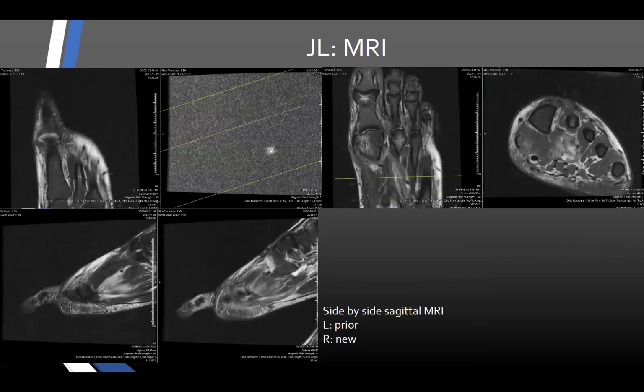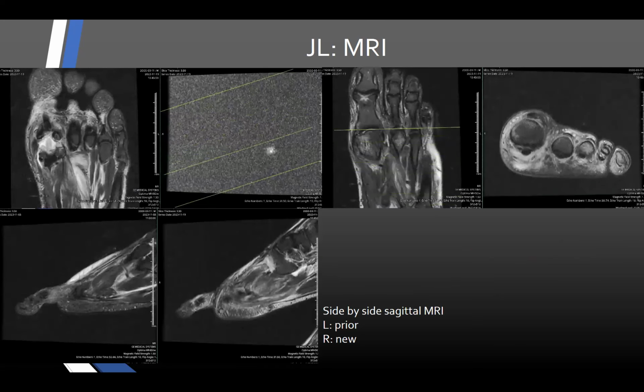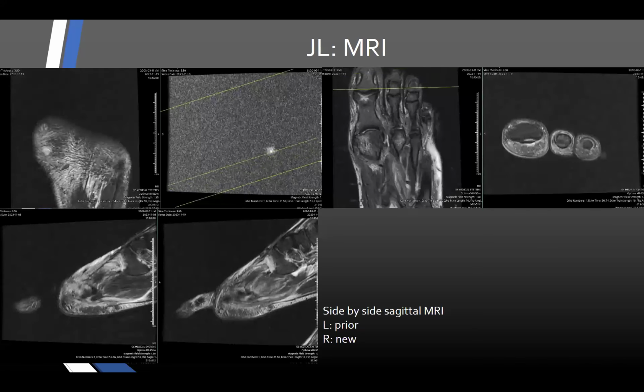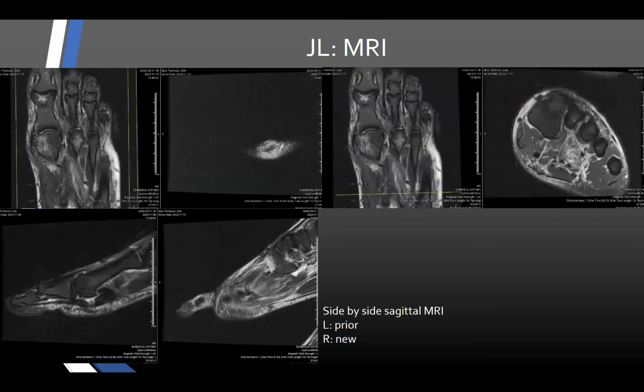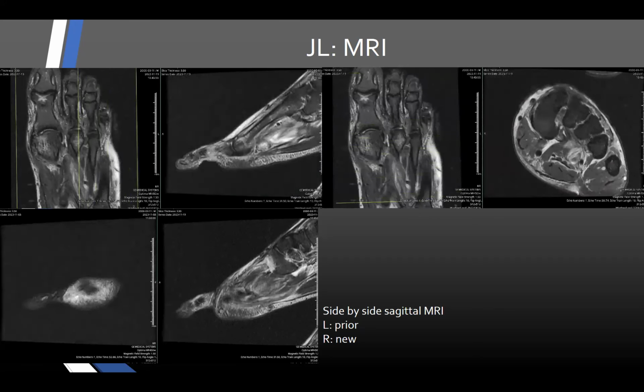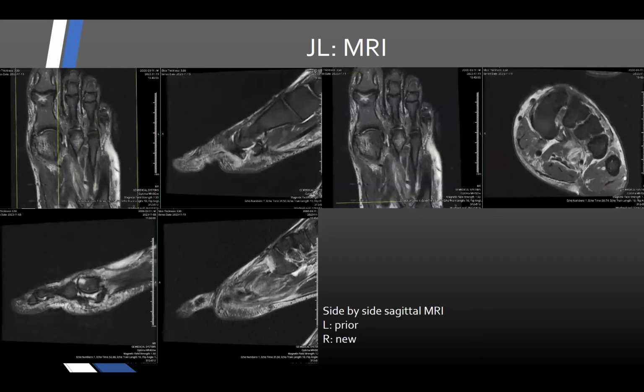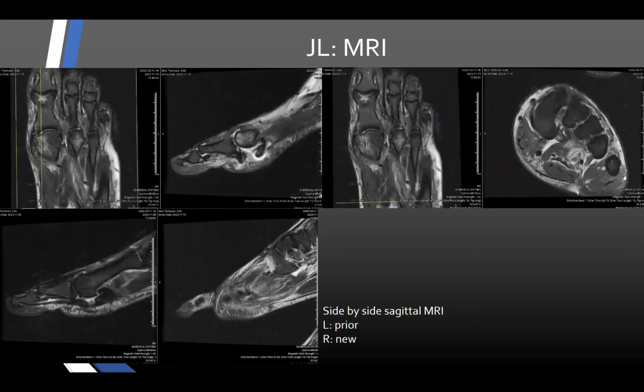to assess what had happened. At this time, I guess the more relevant imaging is this bottom left, which shows the prior MRI on the left and the new one on the right, which does show that there was further damage, and now there's a complete rupture with further retraction of the sesamoids.